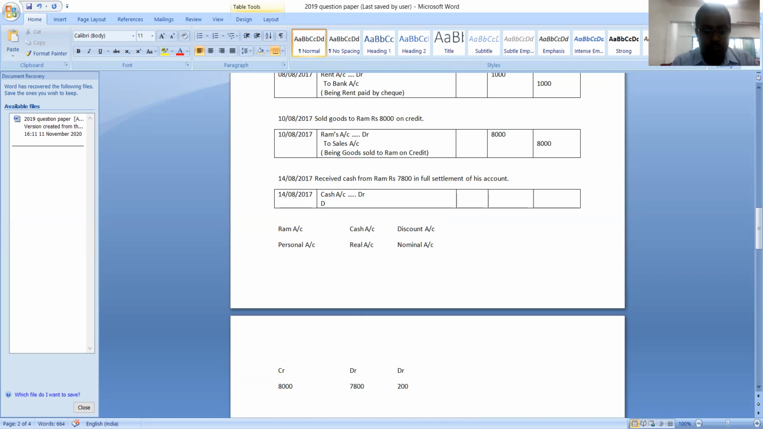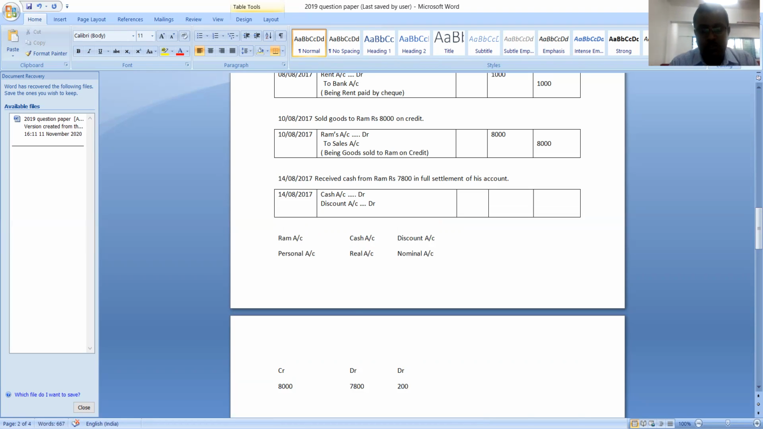Even the discount account should be debited. Why should we debit the discount account? Because discount is a loss. What is the debit rule of nominal account? Debit all expenses and losses. So since discount is a loss, we have to debit the discount account. To which account? To Ram's account, because Ram is the giver.